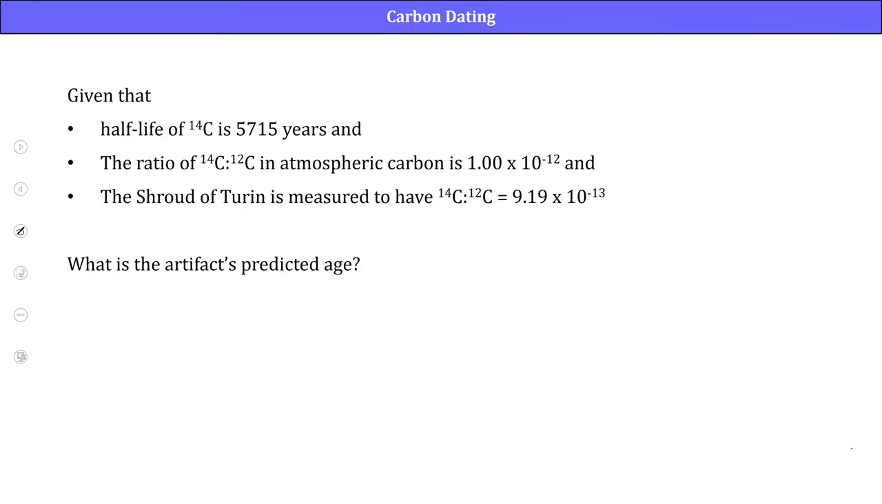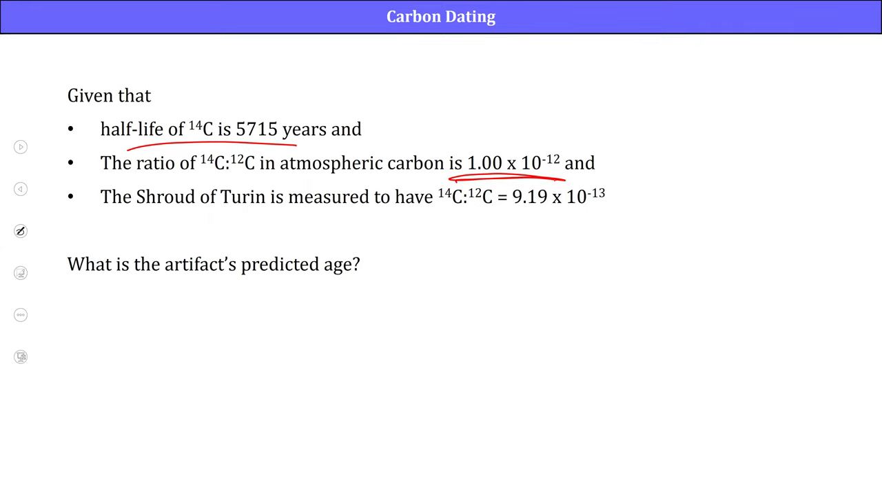So if we know the half-life of carbon-14 and we know that it started with a certain ratio of carbon-14 to carbon-12, which is a weird concentration unit, but it's a concentration unit, and then we can measure the carbon-14 to carbon-12 ratio, we can figure out how much time has passed.